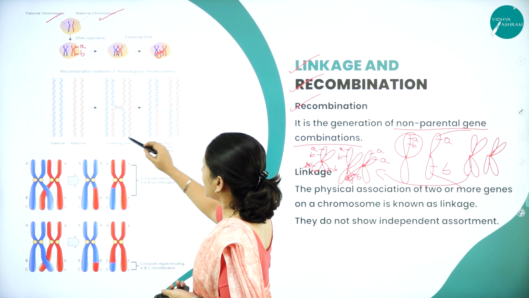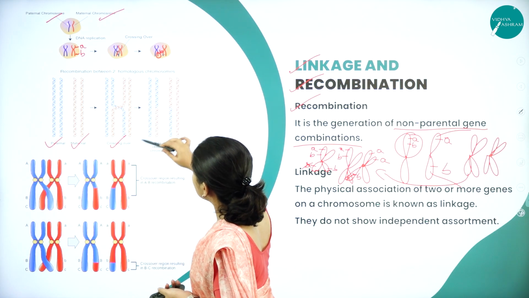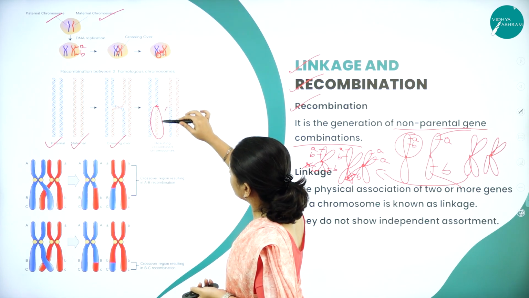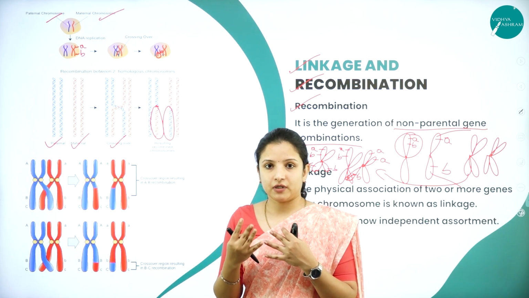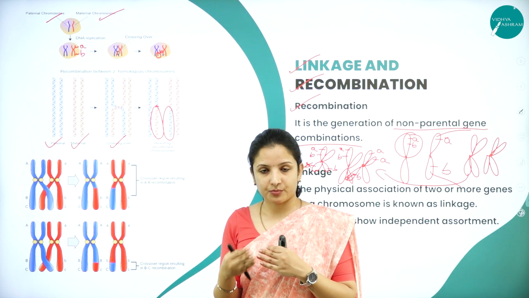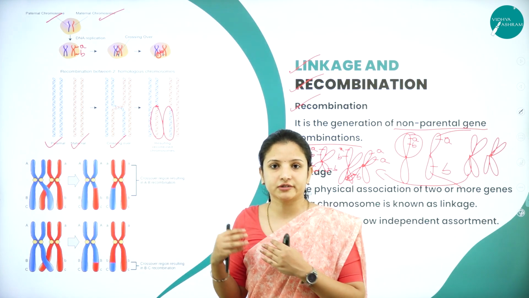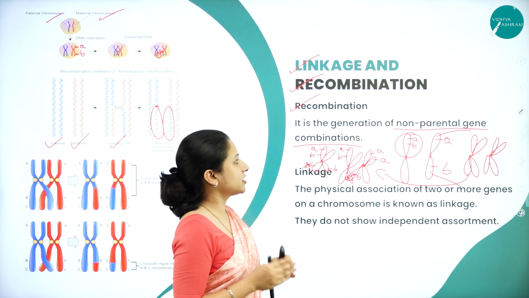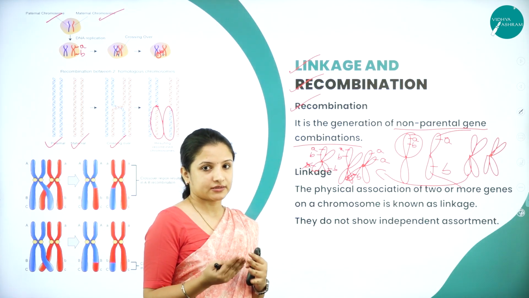So here also the same thing. Here we have the paternal chromosome and the maternal. When crossing over occurs, you can see that the chromosome segment has come from the maternal to the paternal, and from the paternal to the maternal chromosome. At that time, there will be a gene or a pair of alleles in the daughter cell or in the progeny which doesn't belong to the parent, or is dissimilar from the parent because of this crossing over. So that is nothing but recombination. Recombination is the generation of non-parental gene combination in the resulting offspring.